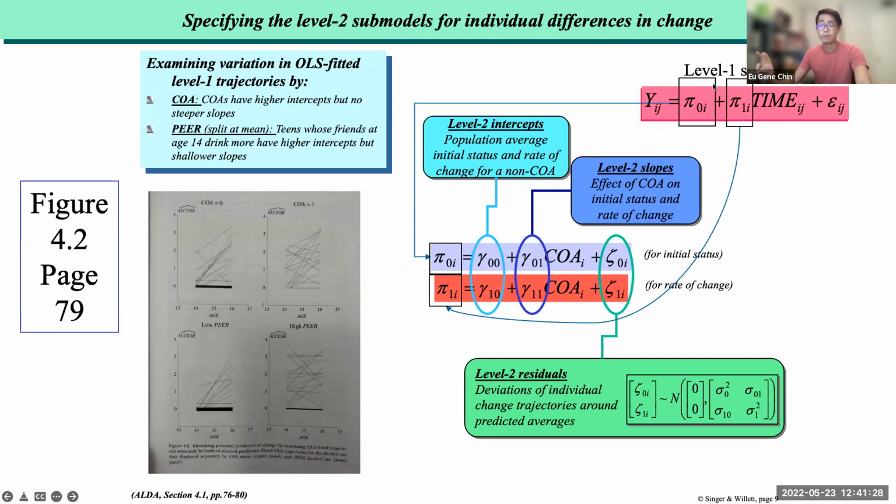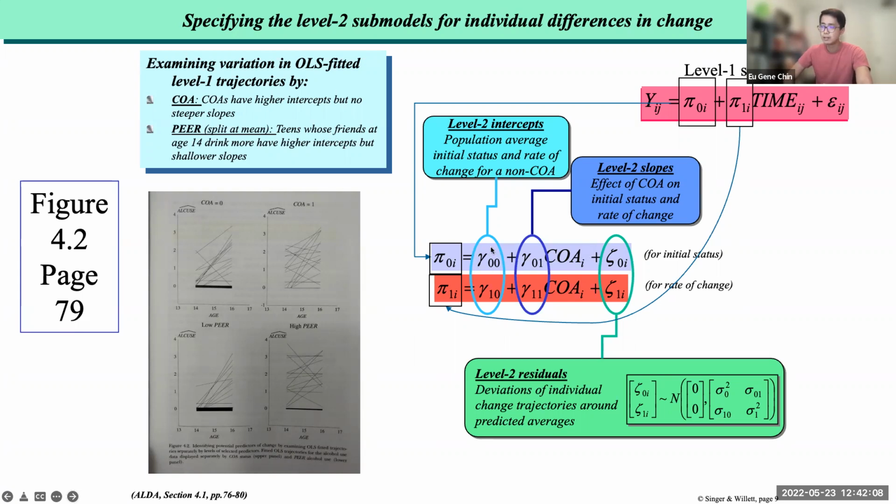So notice, if you remember, I said that these two fixed effects, pi 0i and pi 1i, are actually going to be outcomes in the level 2 submodel. So we'll see, for example, that pi 0i, the individual's estimated initial status, how much alcohol they're drinking in the very beginning, is going to be a function of these parameters here, which is basically gamma 00, gamma 01 multiplied by COA, whether or not your parents are alcoholics or not, as well as zeta 0i. So what do these parameters mean?